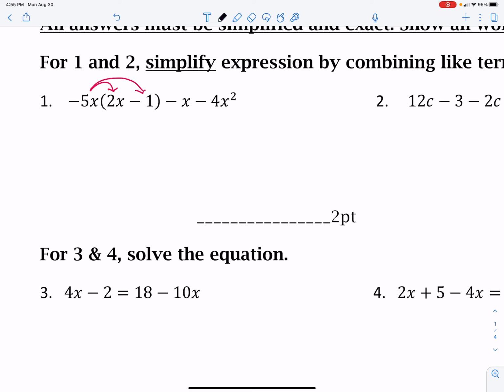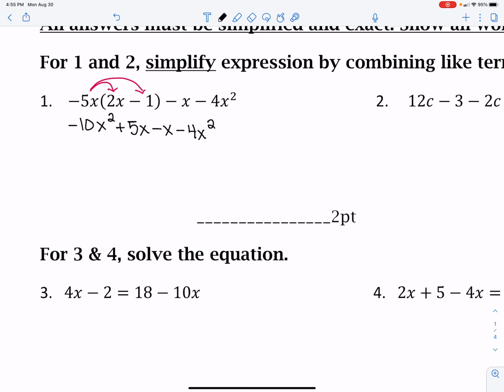Negative 5x times 2x gives me negative 10x squared. Negative 5x times negative 1 gives me positive 5x. Then I have negative x and negative 4x squared.